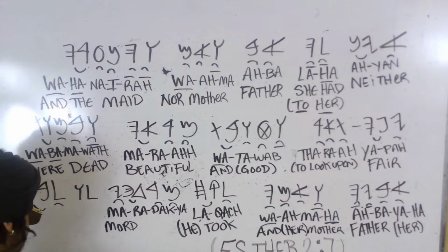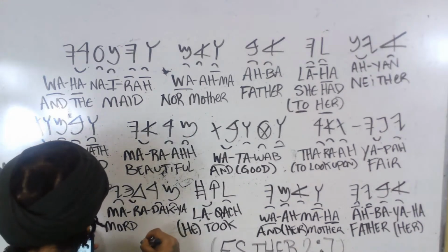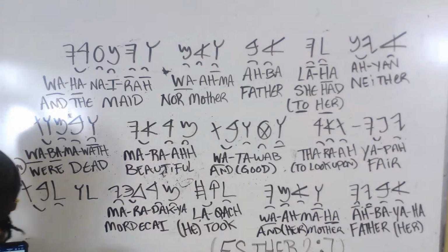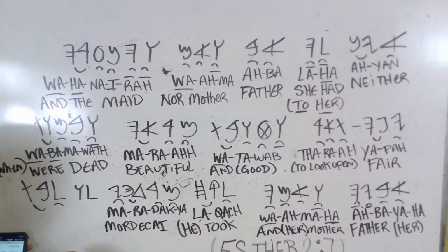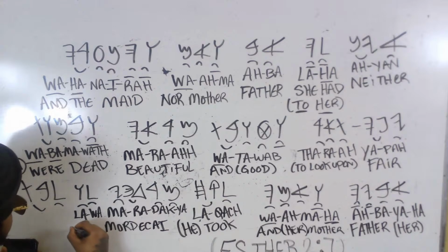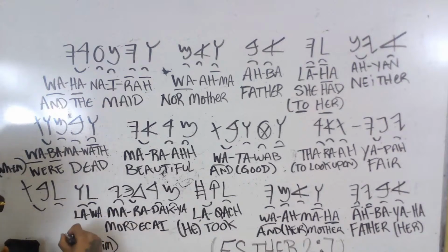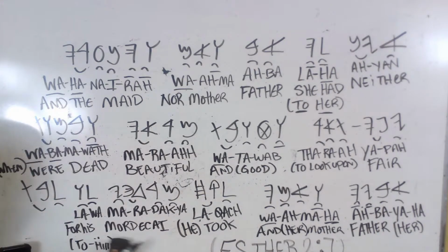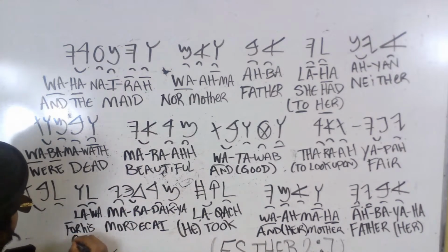I don't know how the hell you spell that. I always jam that up. Mordecai. Took Mordecai, right? Mordecai to him. That's what this is saying. La, wa. La wa is literally saying to him. To him. But in English, for his, I can't fit it, for his own. I'm gonna write this down a little bit more. For his own. For his own, and then I'll put it right here, to him.